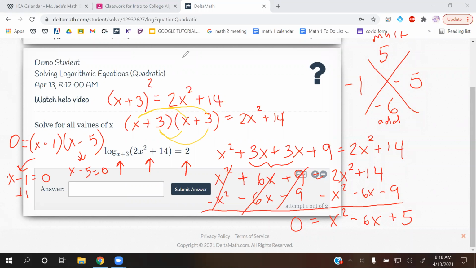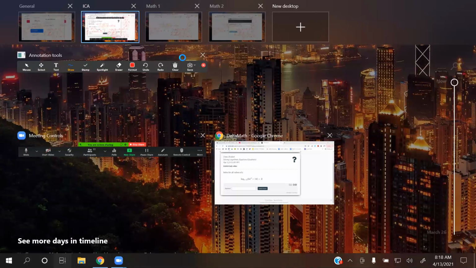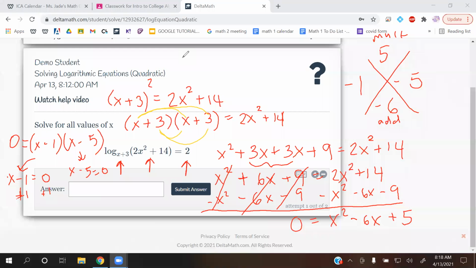So then you add 1, add 1. Those cancel out. You get x is equal to 1. And then over here, you add 5, cancels out. x is equal to 5. So your two answers are going to be 1 and 5.